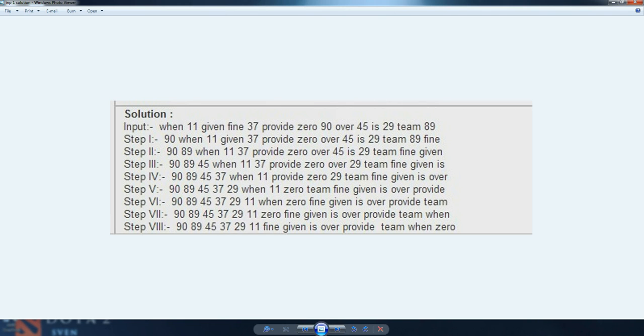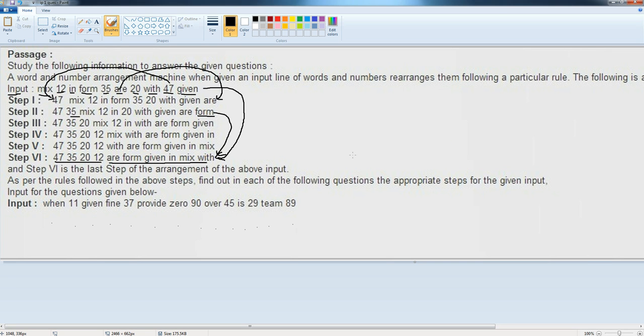Here is the solution. Traditionally, you would write all the steps and then find out, which will be too time-consuming in the exam. So the first thing we are going to do is cut each element, cross it, and then number it, and I will tell you how to number it.